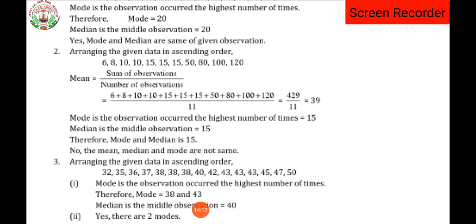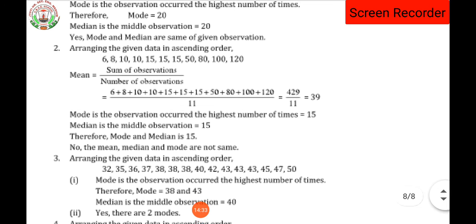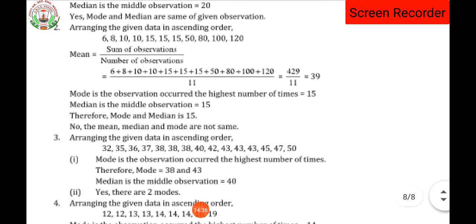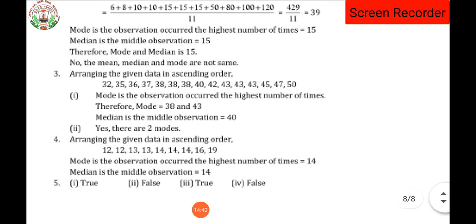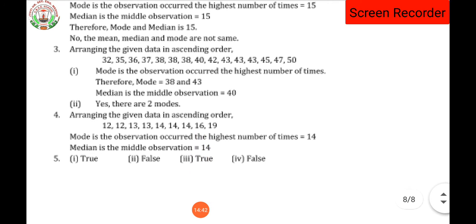So now don't get confused, students, about which method you are going to note in your copy. Again and again I am saying that whichever method you feel is easy, that method you have to do in your copy, as well as write in the exam. Okay. So here the mean value we got is 39, and the mode and median values are the same, that is 15. So the mean, median and mode, all the 3 values, are not the same over there, that's why it is written no.